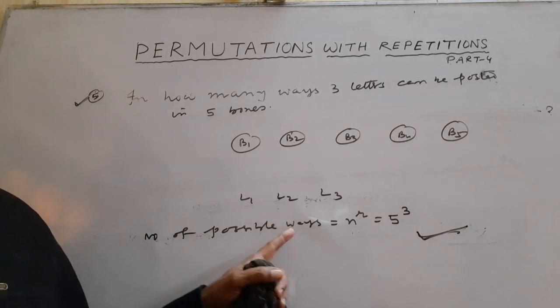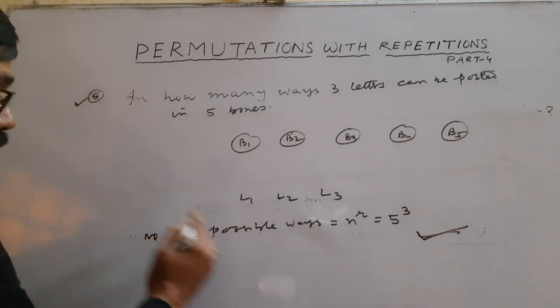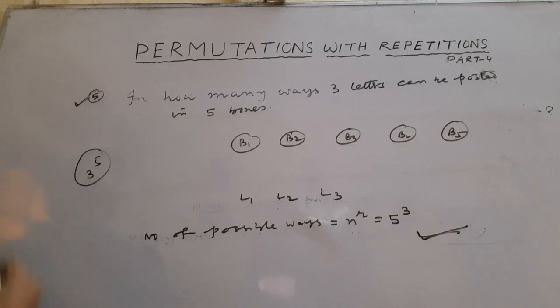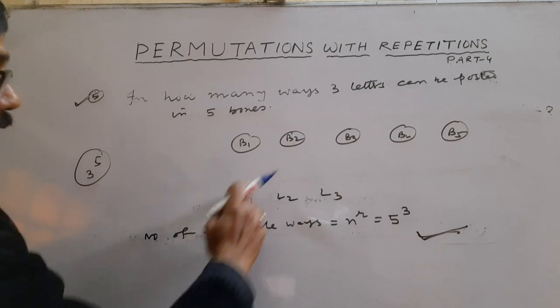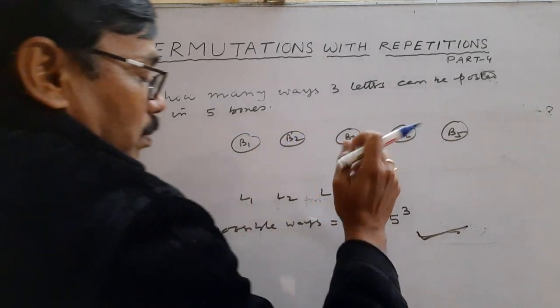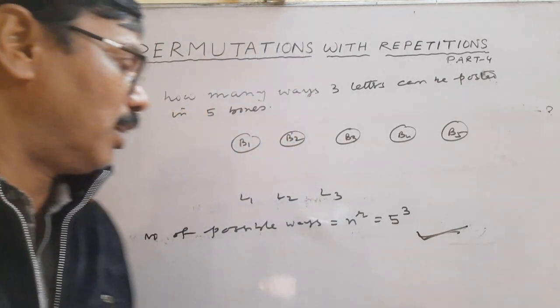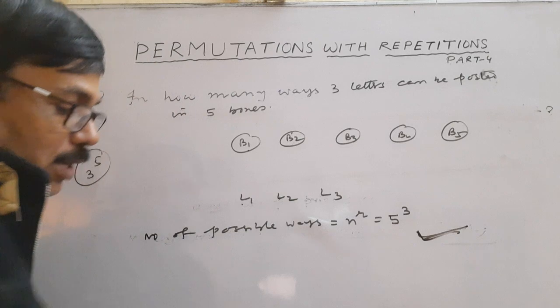Someone may write this as 3 to the power 5. If you write 3 to the power 5, then boxes would be posted to the letter, but this is not the feasible case. The feasible case is that you have to post the letter. So this is 5 to the power 3.